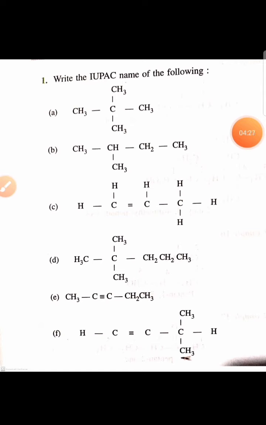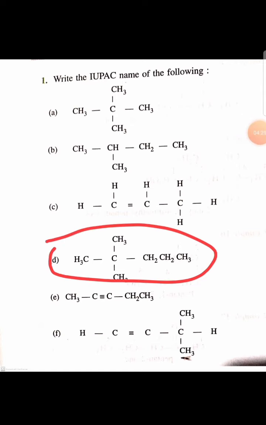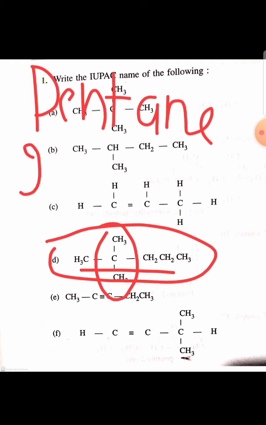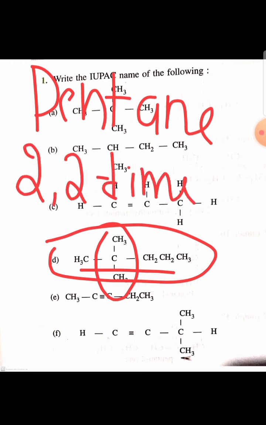Okay, let us go to the next structure. In this case, as you can find, in the longest chain 5 carbon atoms are there, so the root word is pent, and between carbon and carbon there is a single bond, so ane, whereas to the second carbon atom 2 methyl groups are there, so the prefix is 2,2-dimethyl. So 2,2-dimethylpentane is the right answer.